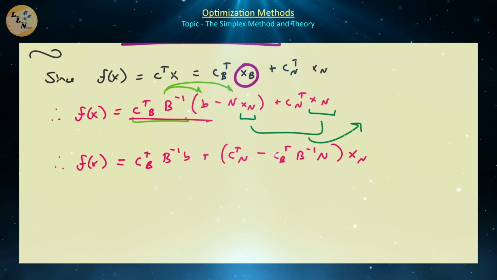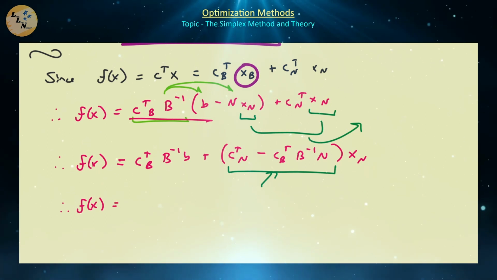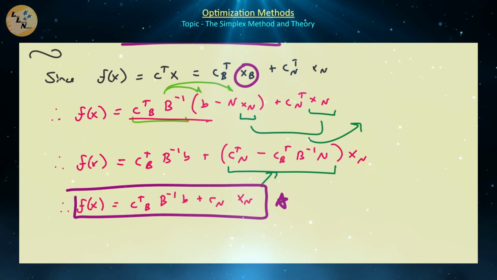So once we have this, what do we have? Well, this vector should look familiar. That's precisely our reduced cost vector. So therefore, our objective function can be written in terms of our reduced cost vector, in particular cB transpose times B inverse b plus rN times xN. So that's a very important statement.